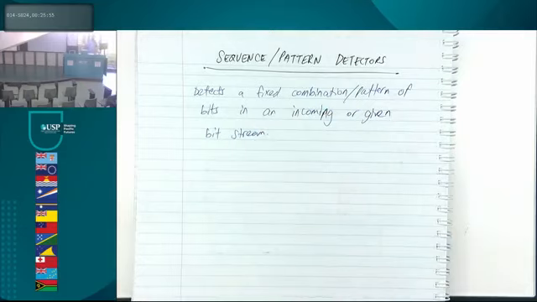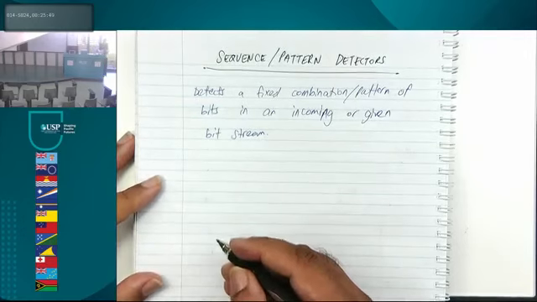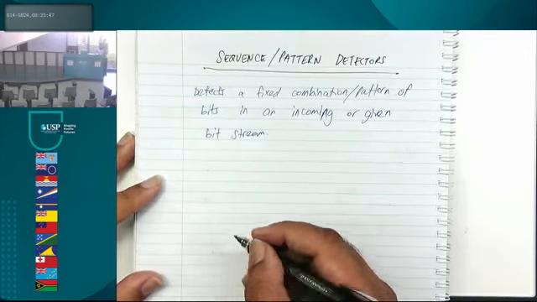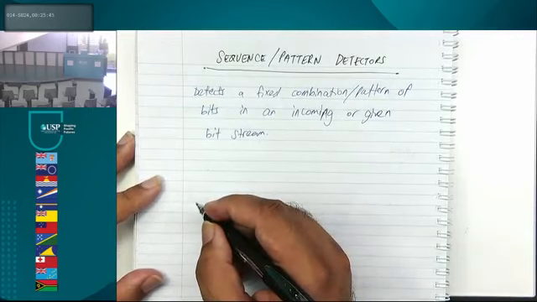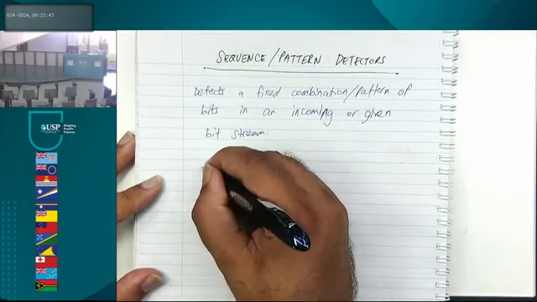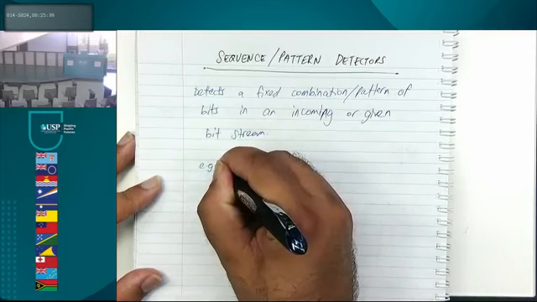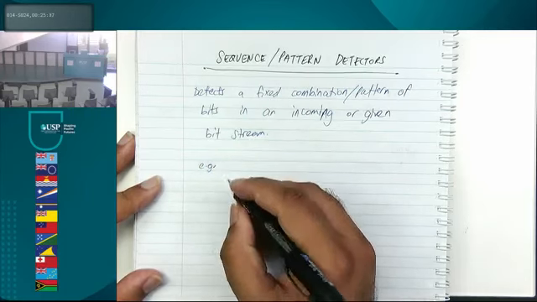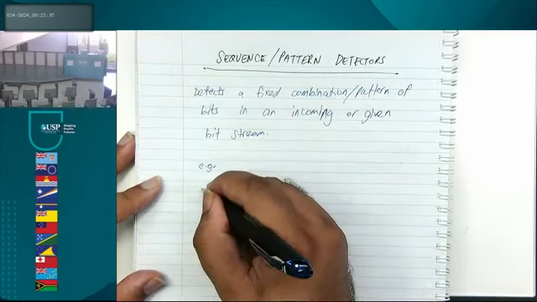Let me give you an example. Let us say, for example, this is the stream of bits.